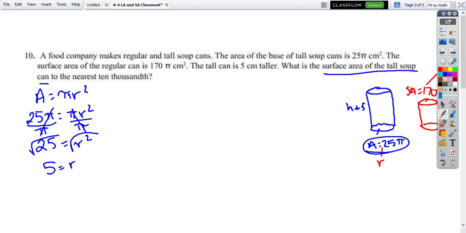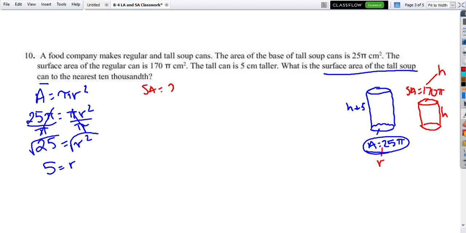Okay, second part. We need the height. So the surface area of this thing is 2 pi r h plus 2 pi r squared. All right, and we're just going to plug in.